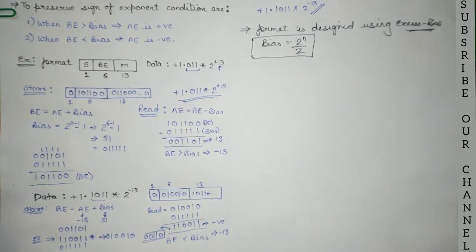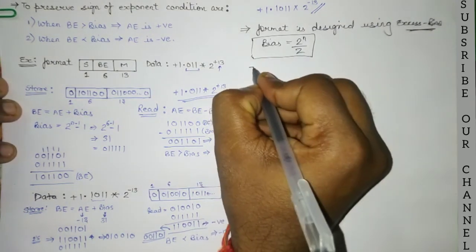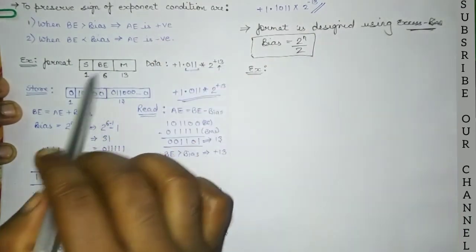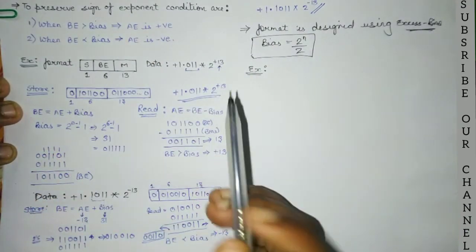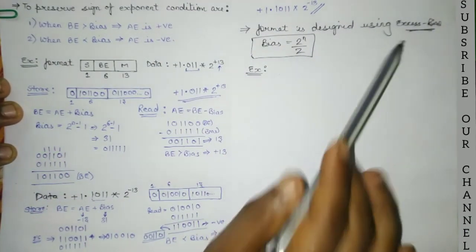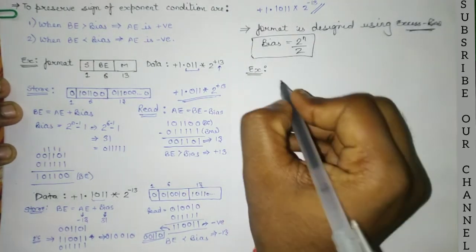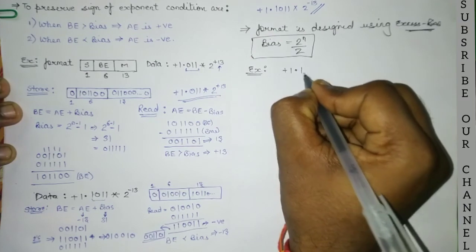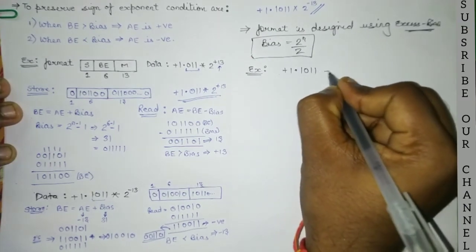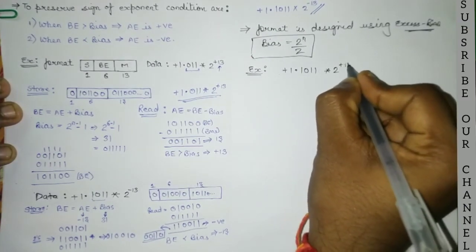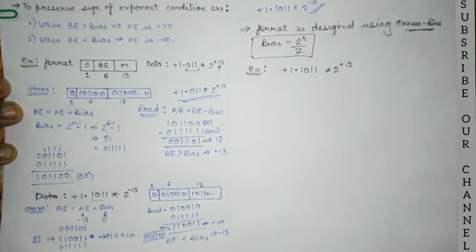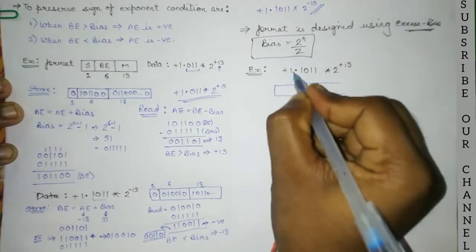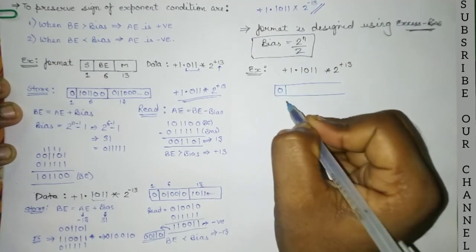Now let me take another example. The format is same as before, and this time it is given that it is designed using the excess bias. So now the data is plus 1.1011 into 2 to the power plus 13. Again we have to start with the same thing. What is the sign? Sign is plus, that means it is 0.